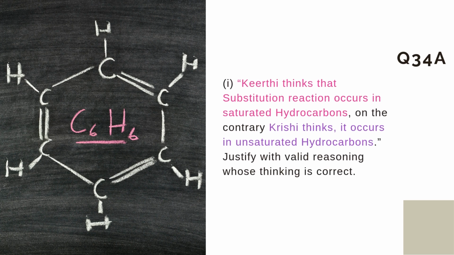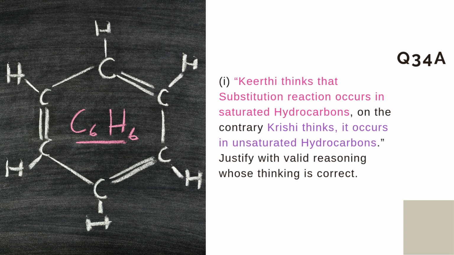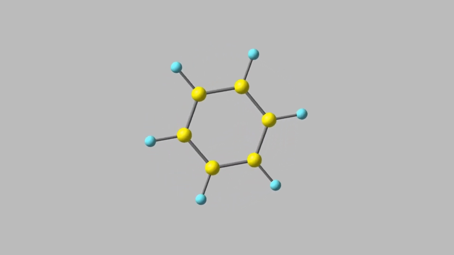Keerthi thinks that substitution reaction occurs in saturated hydrocarbons. On the contrary, Krishi thinks it occurs in unsaturated hydrocarbons. Justify with valid reasoning whose thinking is correct. Let's first see the key characteristics of saturated and unsaturated hydrocarbons.